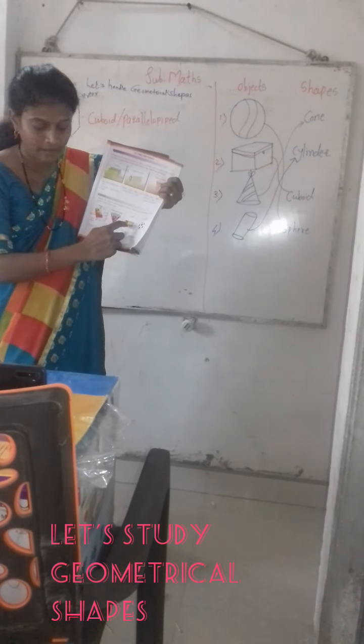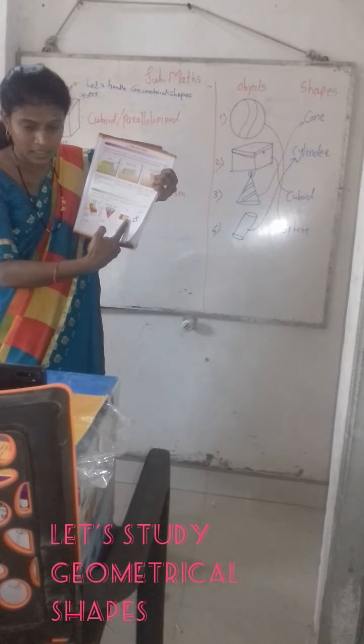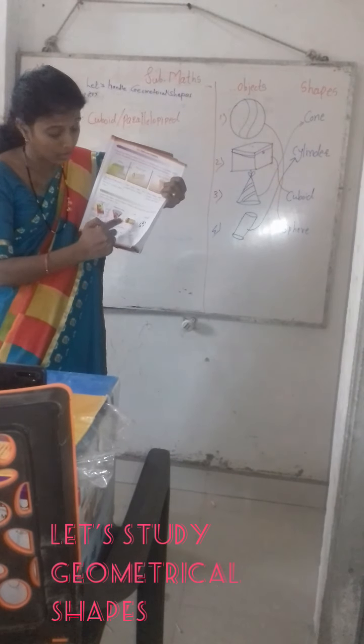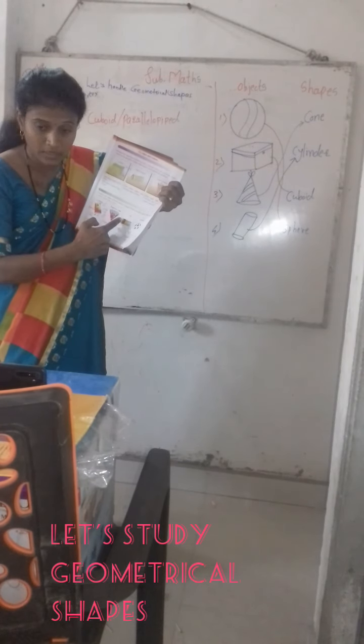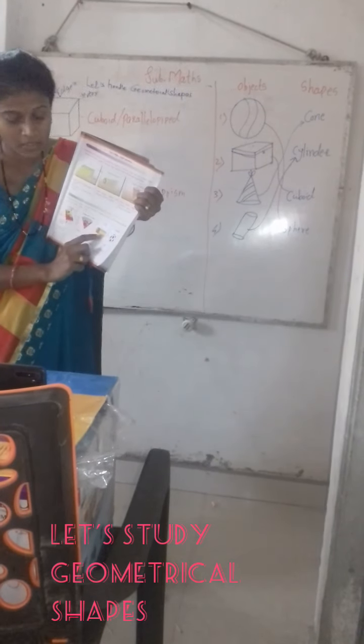It has 2 bases, 1 and 2. Here is one base. Here is the second base. Means these are circular. These are curved faces. Its shape is like a cylinder.